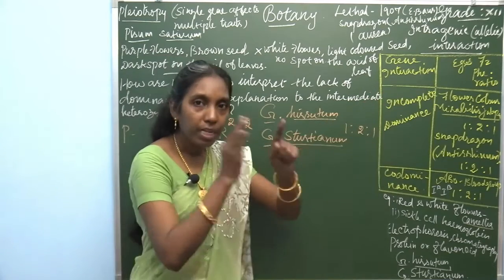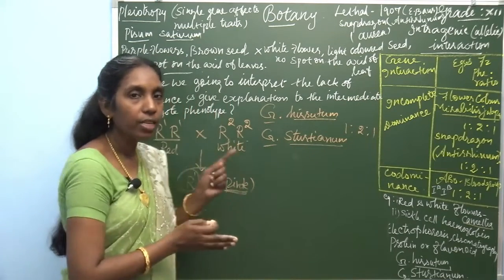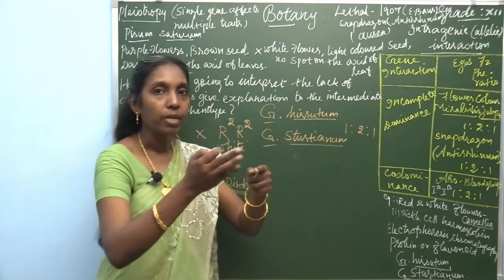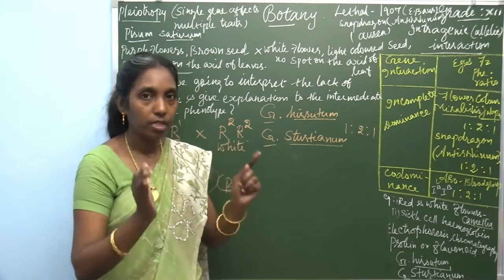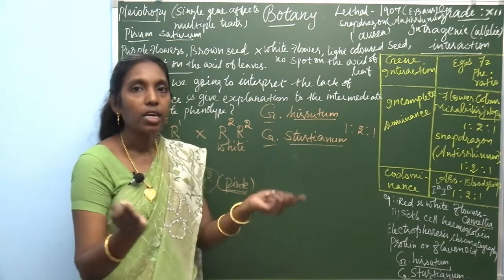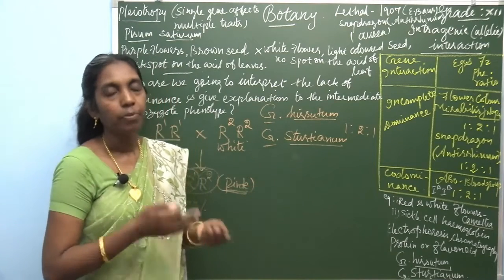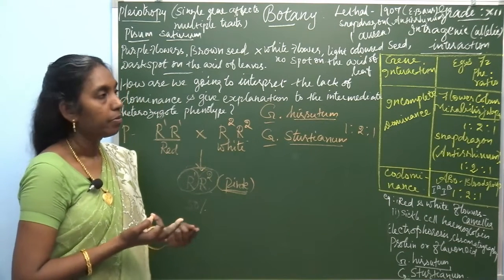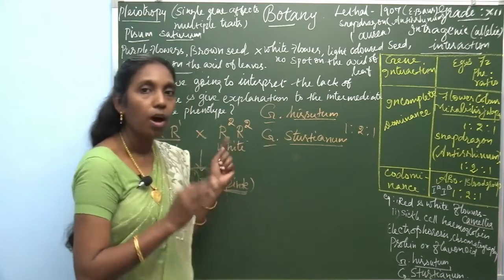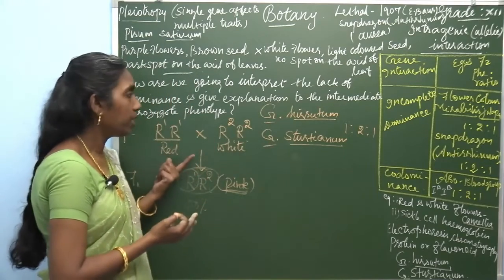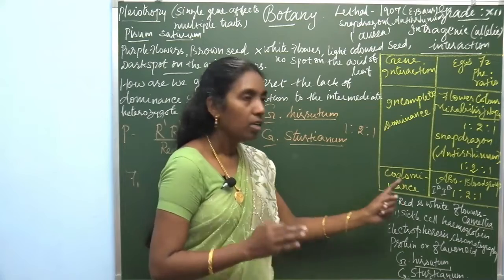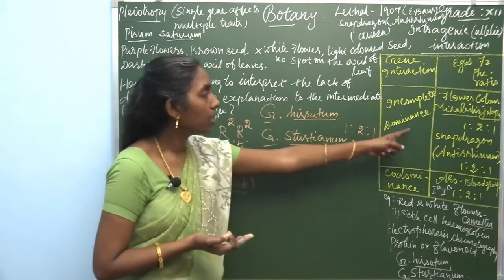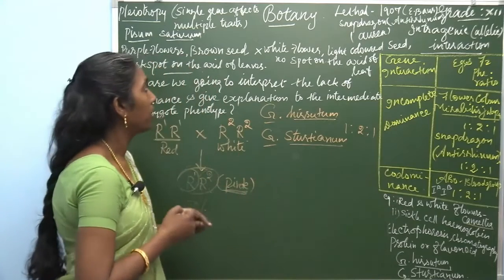Here in incomplete dominance, in the F1 generation, half of the expression of dominant is seen, but in codominance, both the parents are expressed simultaneously in the heterozygote. Both the genes of the parents are expressed simultaneously. So here half will express in incomplete dominance, here both are expressed simultaneously. That's the difference between incomplete dominance and codominance.